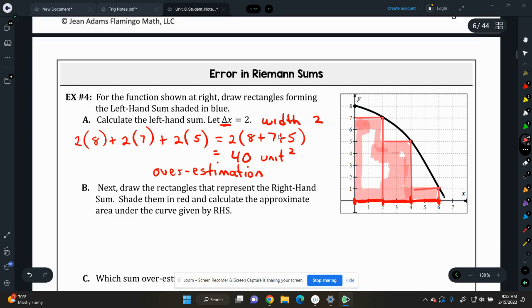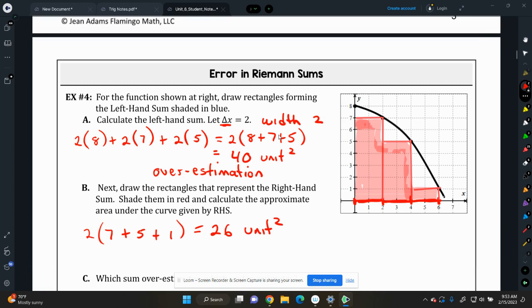Okay. And let's calculate that area. Each rectangle has a width of 2, so I'm just going to factor the 2 out. Okay, so let's look at our heights. We've got 7 plus 5 plus 1, which equals 26 units squared. Is that an over or an underestimation? Underestimation, yes.